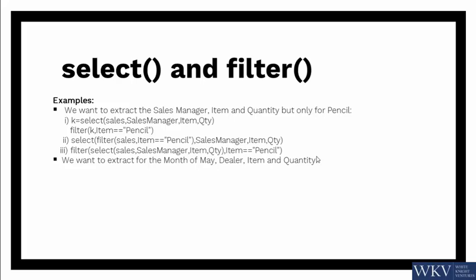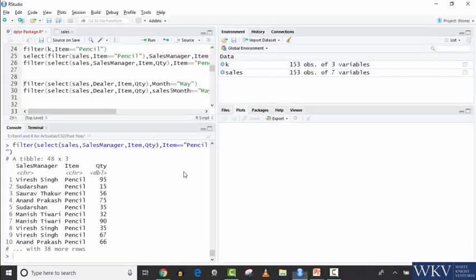We need to filter the data first on the basis of month being May, and then select these three columns, which are dealer, item and quantity. If we select these first, and put it in another data set like this, suppose I select these first, sales, dealer, item, quantity. All right. So I write select from the sales data set, dealer, item and quantity. Now remember, the output of this function will be the input for the filter function.